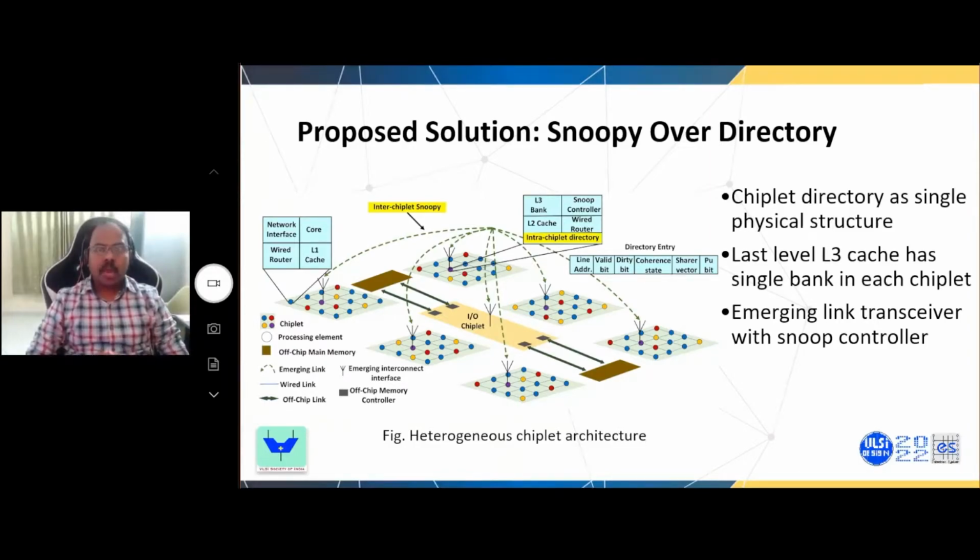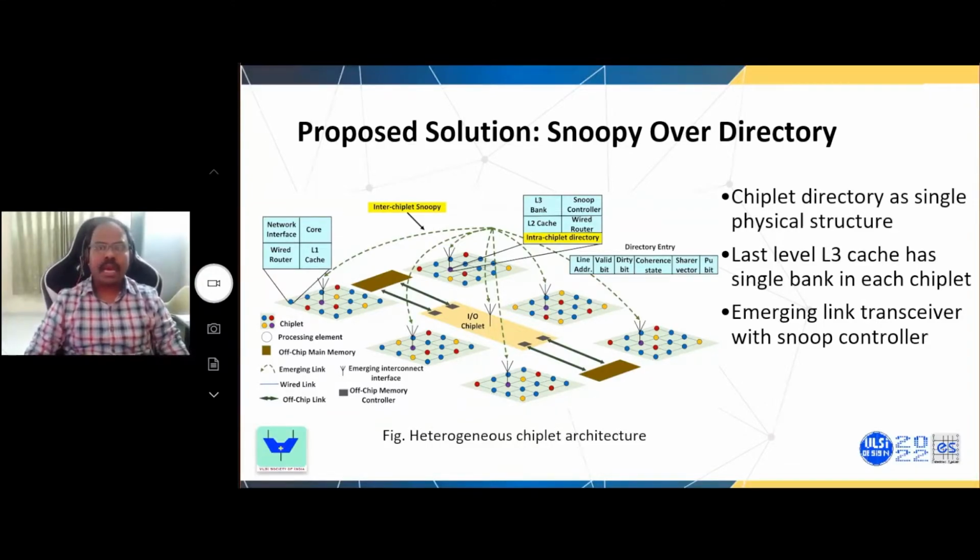Then at the global level, a single last level L3 cache is shared across all the chiplets. And this L3 cache has to be implemented in such a way that a single physical bank of the L3 cache is implemented within each processing chiplet in the architecture. And this bank is associated with the corresponding directory structure within the chiplet. This is the second guideline for implementing the proposed protocol.